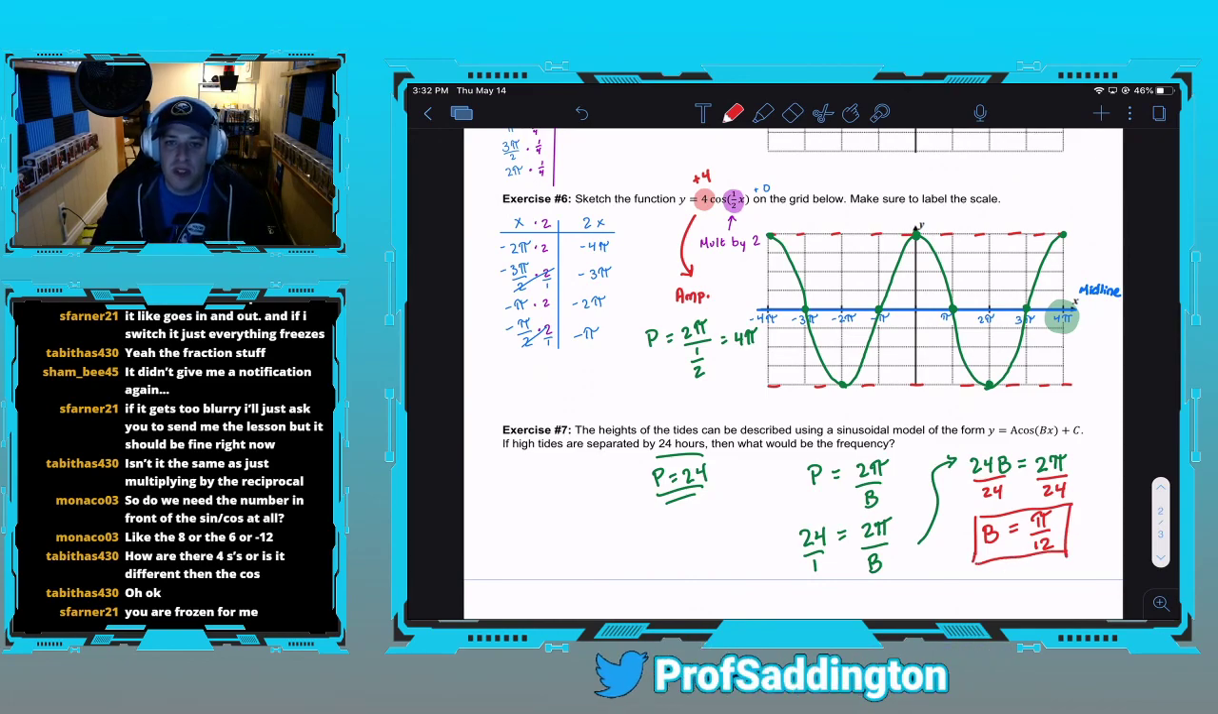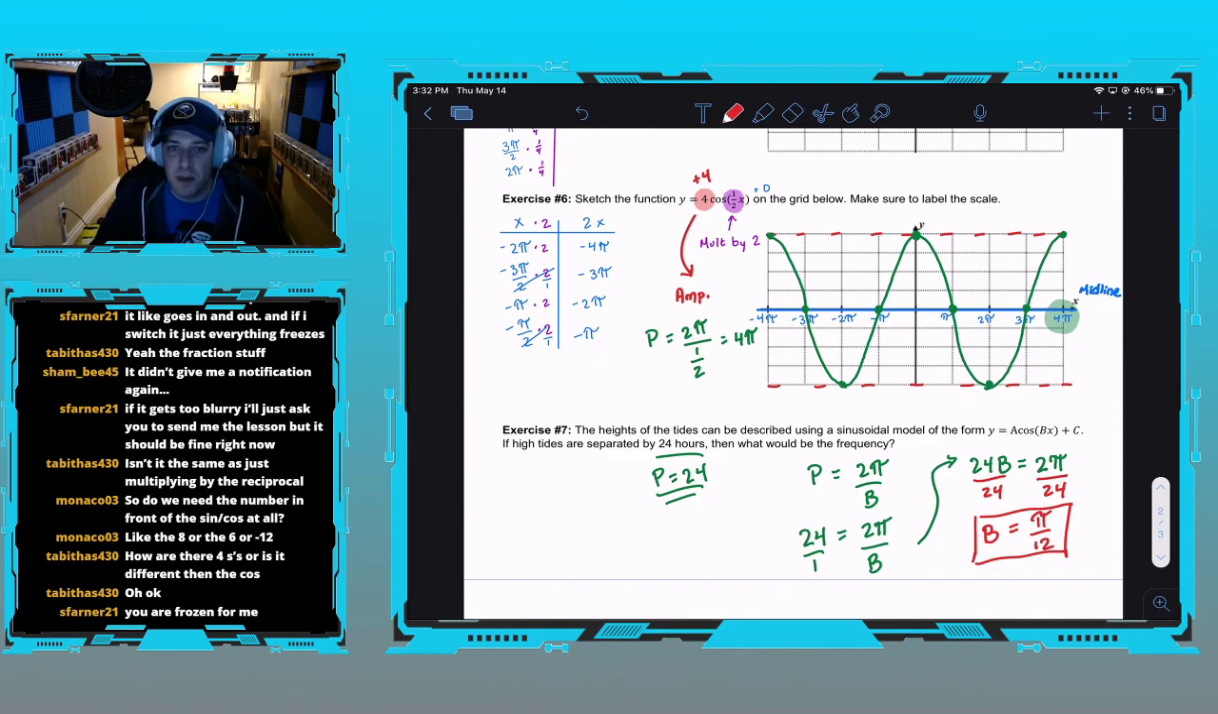So the frequency is saying that it's going to repeat pi over 12 times, which doesn't make a lot of sense unless we're looking at the graph. And that's why I didn't want to go really into the word problem portion of it. I just wanted to make sure that you guys know how to solve going backwards. Because all the other ones we did, we knew what the frequency was, and we had to find the period.